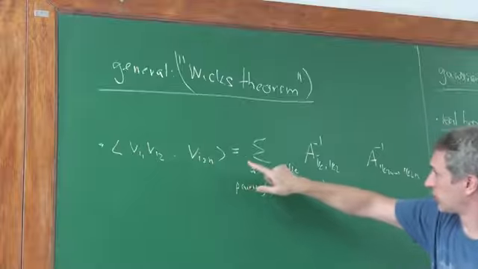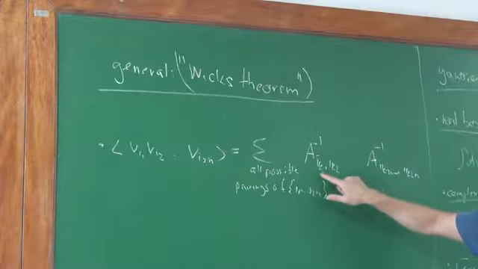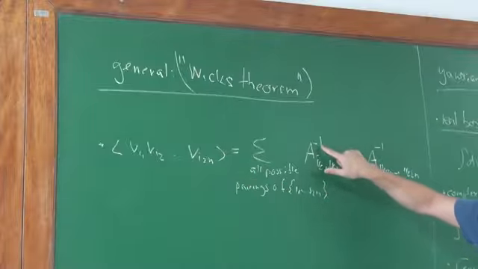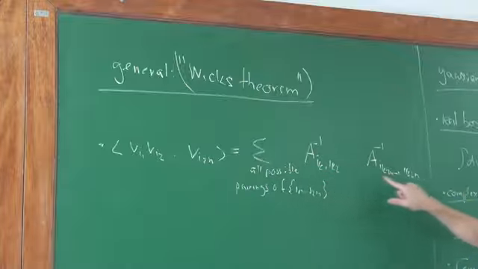This amounts to looking at all possible pairs you can form from these, and every pair defines some two indices, and what you get is the inverse operator at these two. So the matrix element of the inverse operator at these two indices, and you have to sum over all possible pairs.